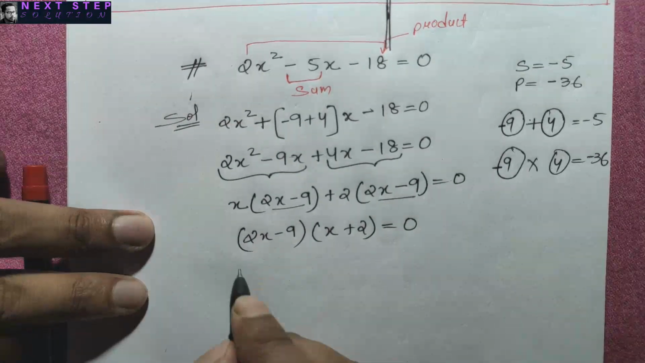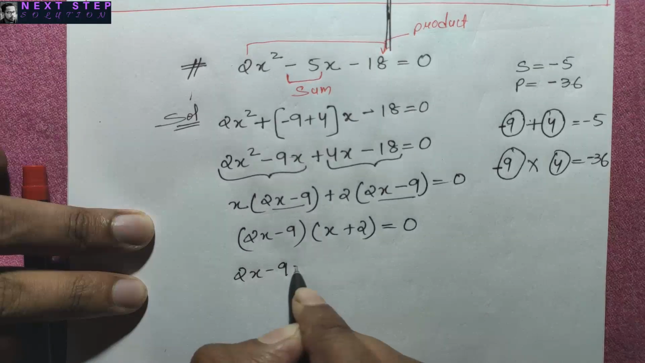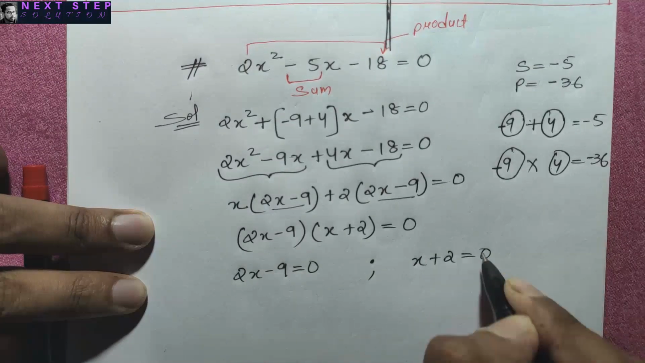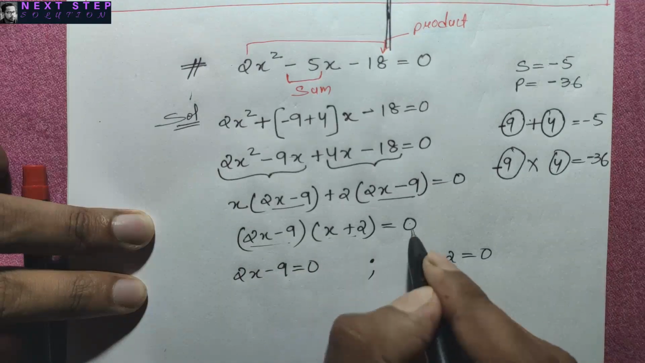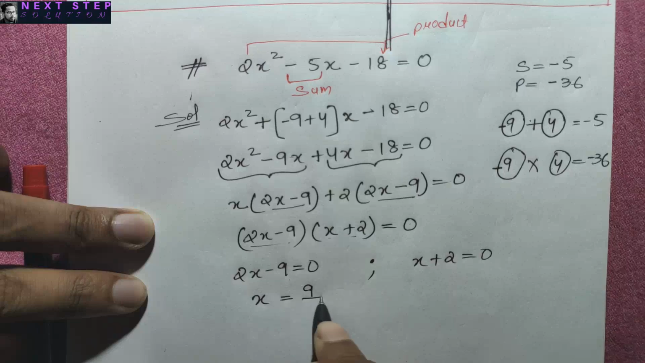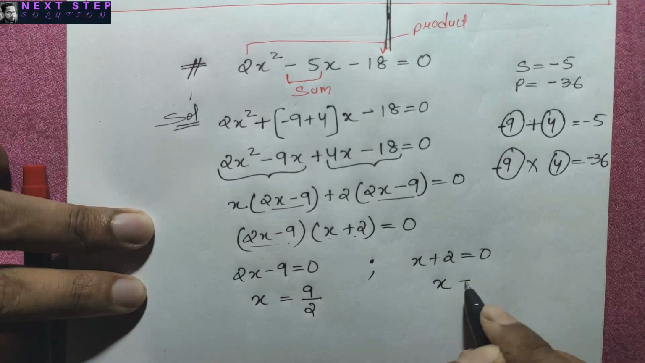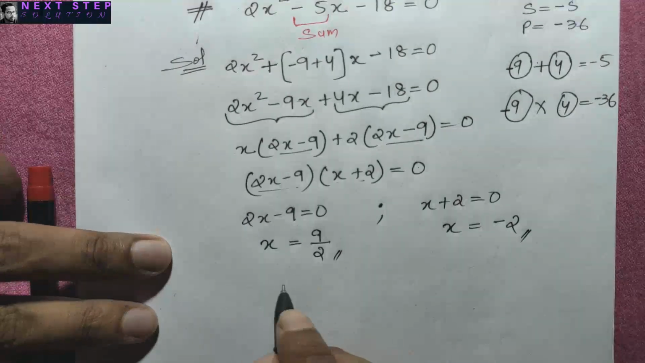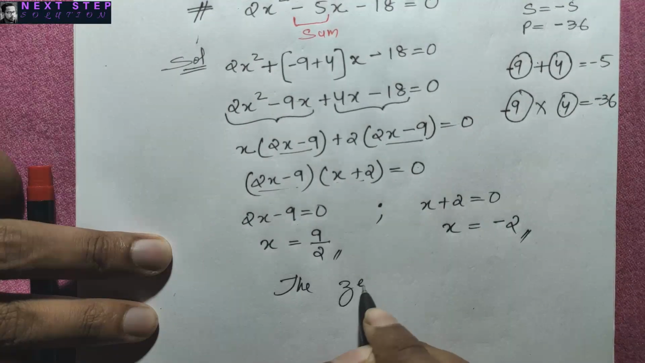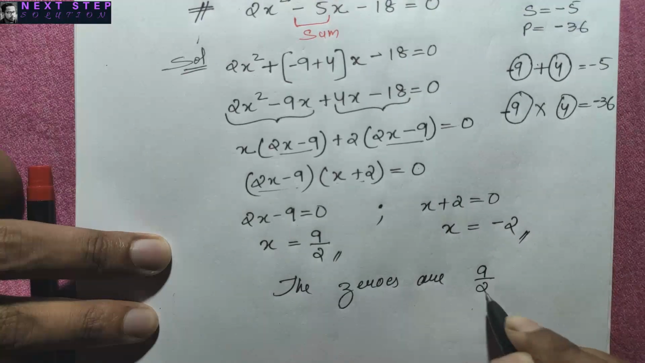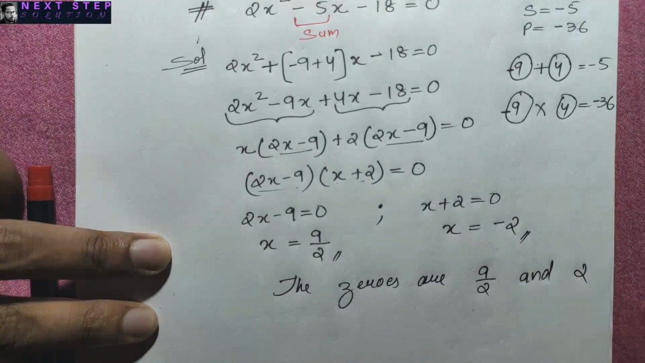So we have 2x minus 9 equals to 0, and we have x plus 2 equals to 0. This is equal to 0 and this is also equal to 0. If we find x here, it becomes 9 by 2, and if we find x here, it becomes minus 2. These two are the zeros. The zeros are 9 by 2 and minus 2. These two are the zeros.